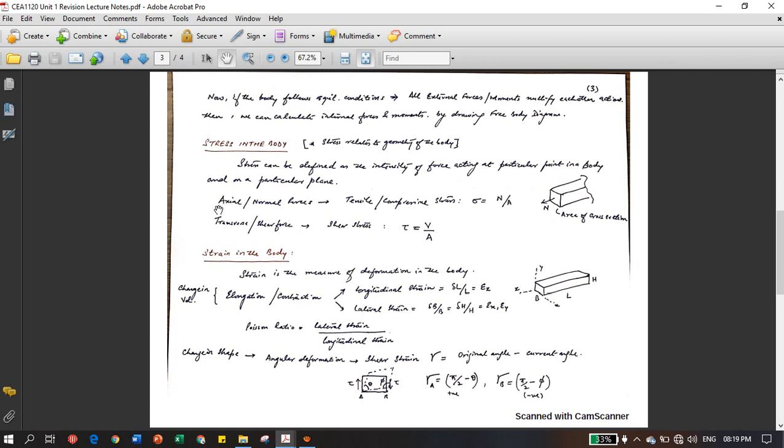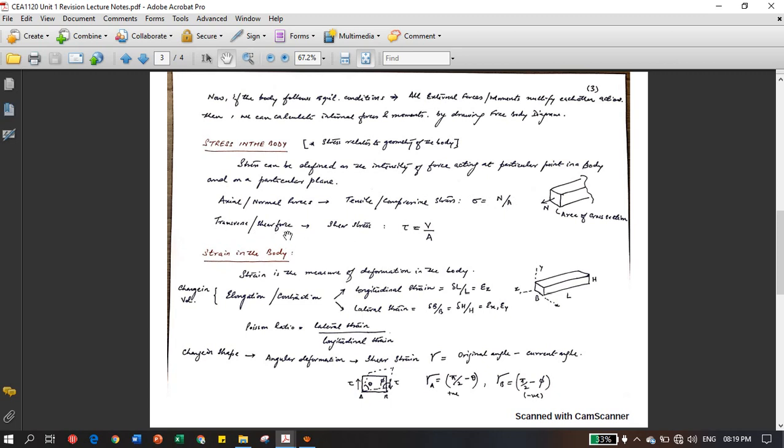Okay, so we have two types of stress according to the forces we apply. We have axial forces, and axial forces will generate axial stress or normal stress, as we call it. It can be either tensile or compressive, and it is shown with the sigma sign, and this will be equal to N upon A.